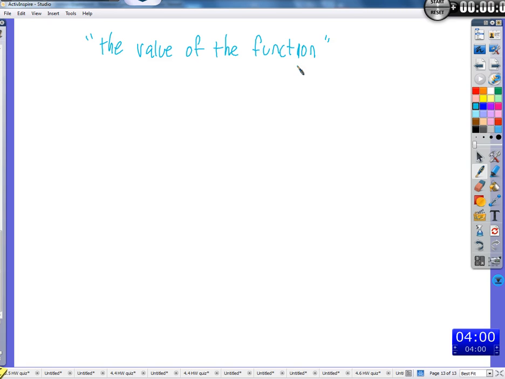If you don't know what that means, you should probably really pay attention, or I would say pay attention would be a good strategy. The value of the function. A value is a number, okay? The value that the function has is just the output. The value of the function is the y value, or more specifically, because y is not always the thing that we use now that we use function notation, the output value.